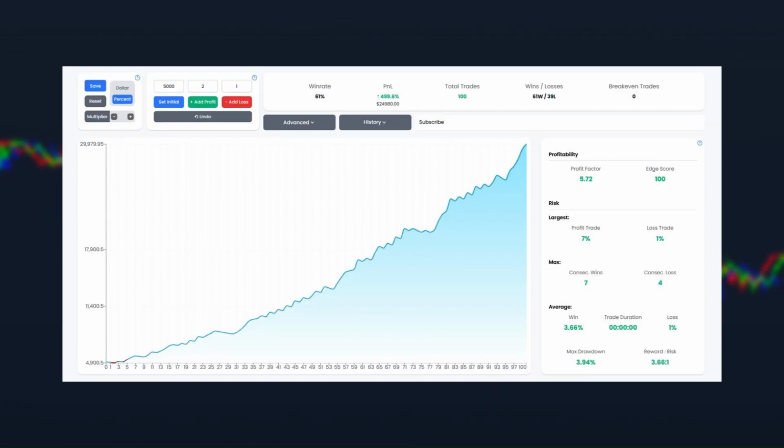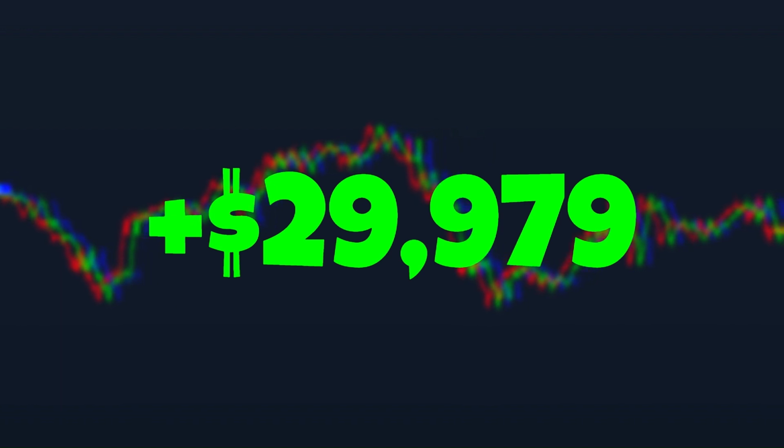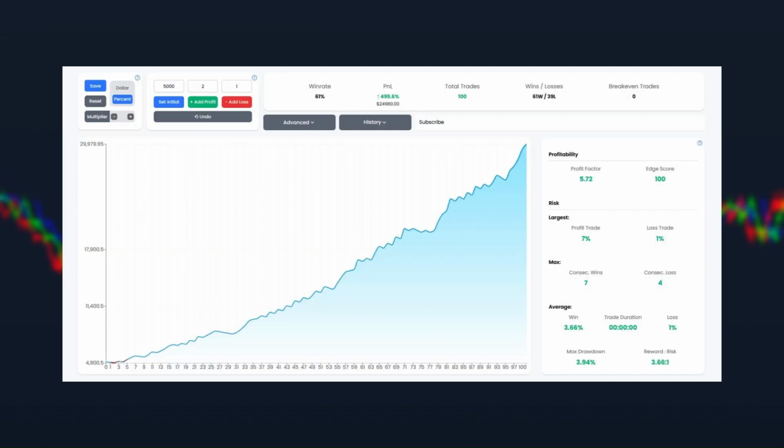Okay, and here are the insane results. You can see that we started with an initial balance of 5,000 USD. This is the smallest amount that you can get with any prop firm, and I do recommend trading with a trusted prop firm if you don't have the capital to make serious income. But this amazing strategy gave us a 61% win rate and turned $5,000 into almost $30,000 in just 100 trades. This was almost a 500% gain on the account with a profit factor of 5.72.